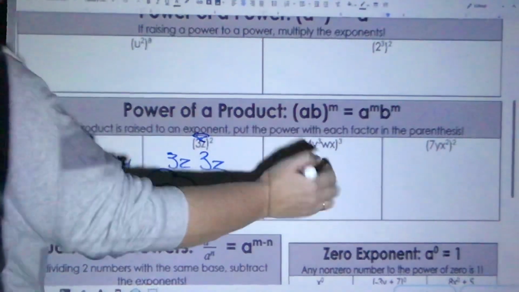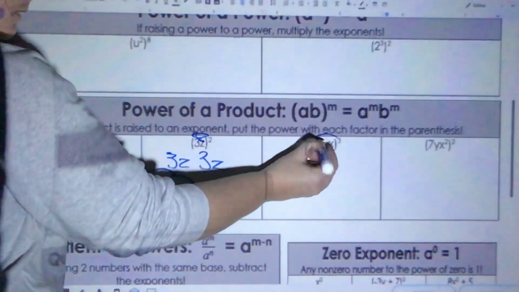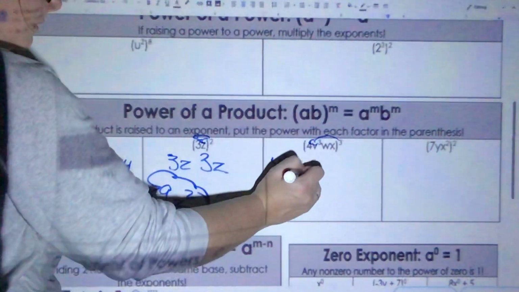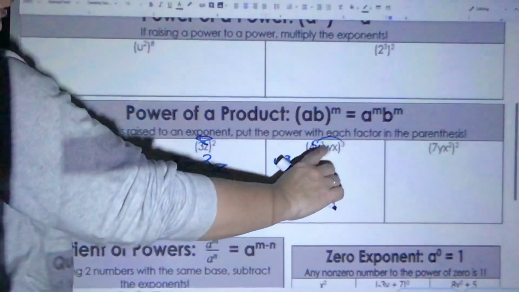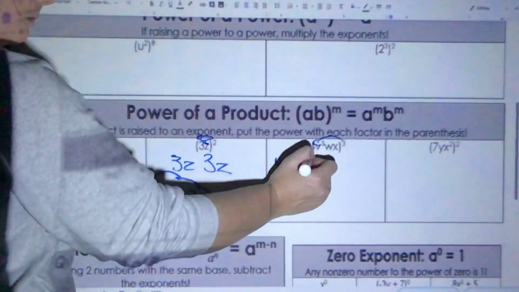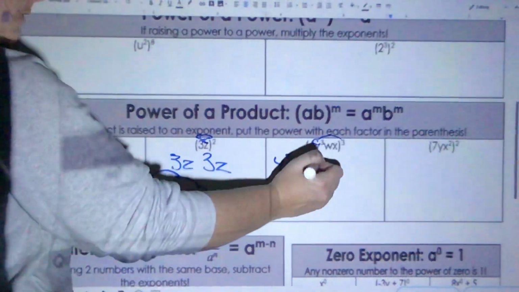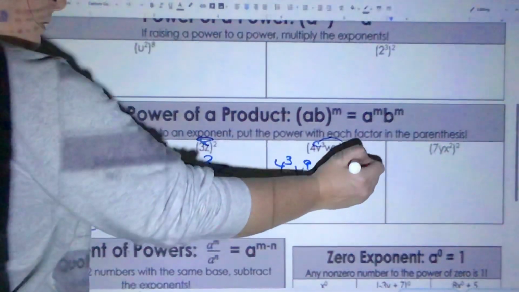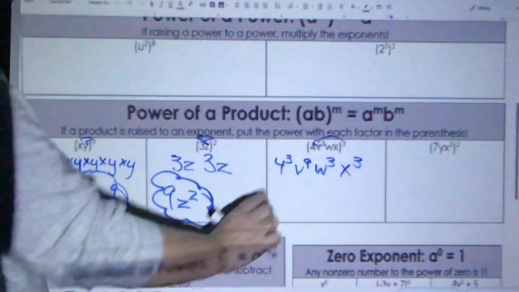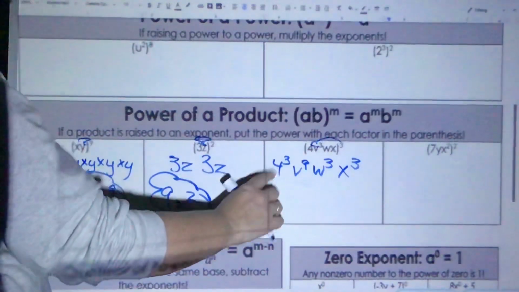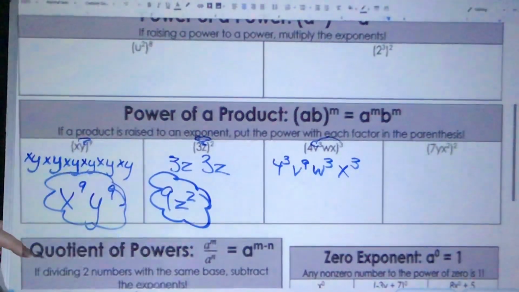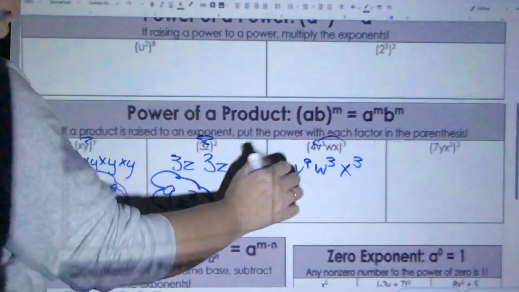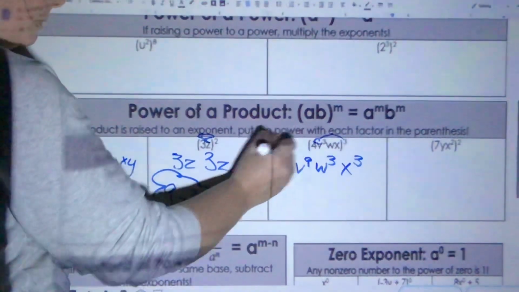The next one, if I distribute that 3 to everything inside, it goes to the 4. It goes to the v, which already has a 3. So powers to powers, I'm going to multiply. I'm going to send it to the w. And I'm also going to send it to the x. So this is my answer, but we can't leave 4 to the third power. We need to do that out. 4 times 4 is 16, times 4 would be 64. So this would be your answer.